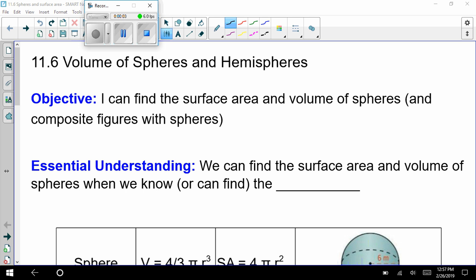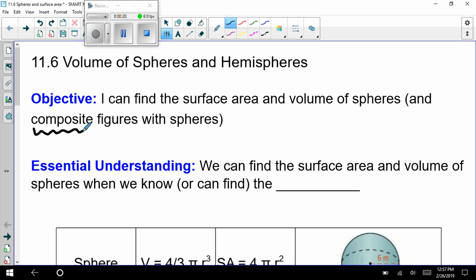Okay, 11.6 is the volume of spheres and hemispheres. And our objective today is that we're going to be able to find the surface area and the volume of spheres. In addition to spheres, we are going to have composite figures, so figures that include spheres.